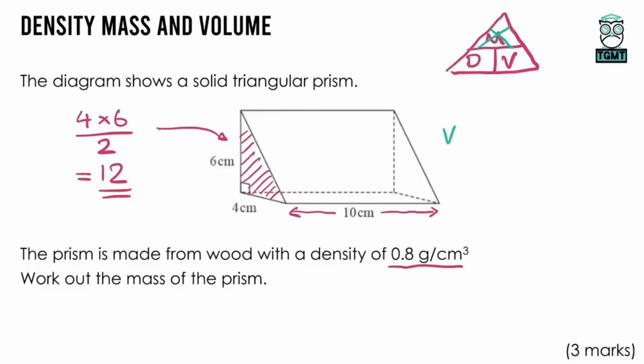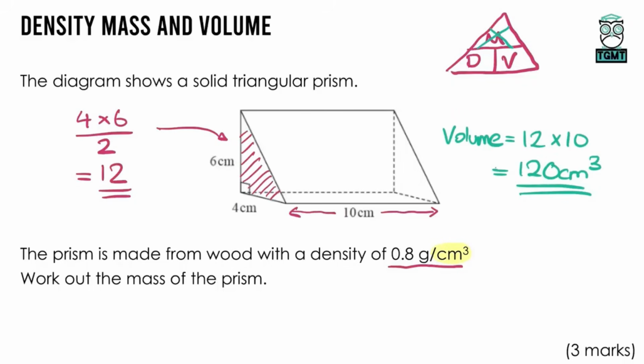To get the volume, you take the area of the cross section and you multiply it by the length that it goes through the shape. So 12 times 10 gives us a volume of 120 centimetres cubed. Now with all density questions, you do need to make sure before we use it in our formula that our units match. And in this question, we do have centimetre cubed in our density units there.